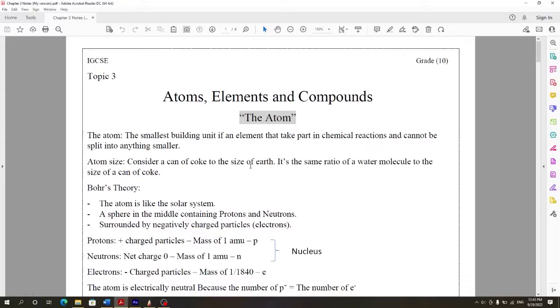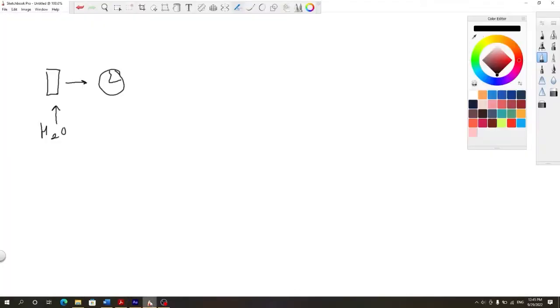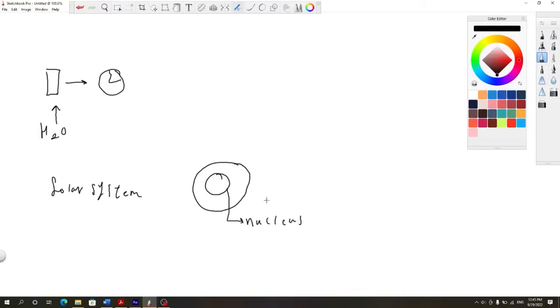We're going to talk about one of the oldest theories that describe the atom, and that's Bohr's theory. Bohr theorized that the atom is like the solar system, made of a sphere in the middle, surrounded by particles that move around it. Alright? We call that sphere in the middle the nucleus, and the particles that move around it are called electrons.